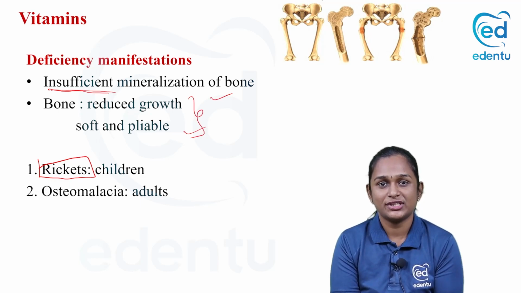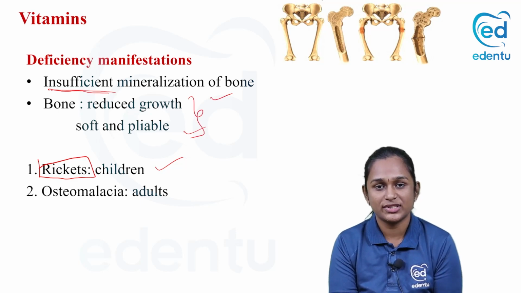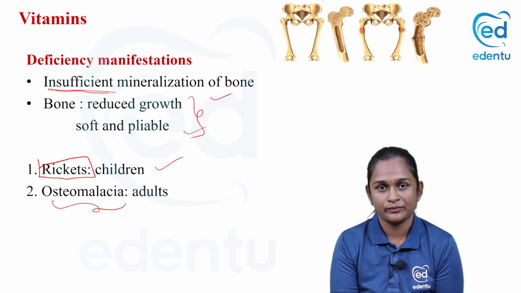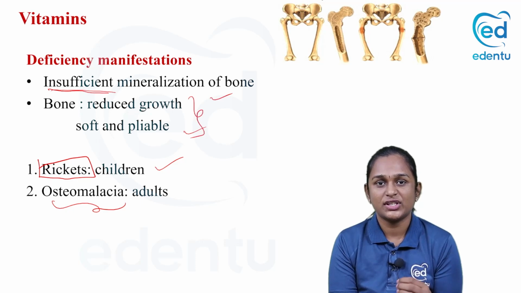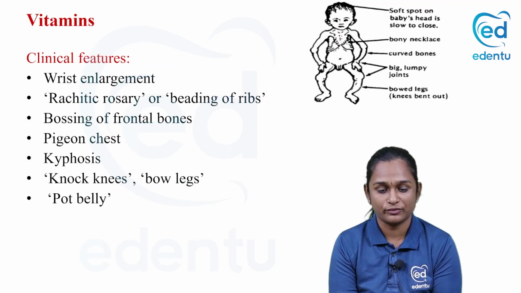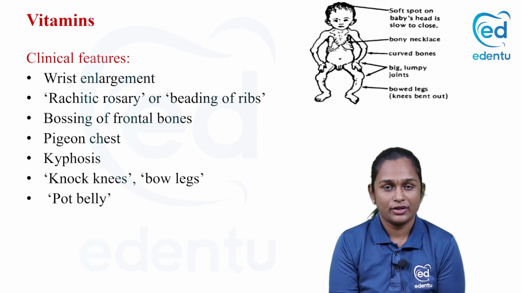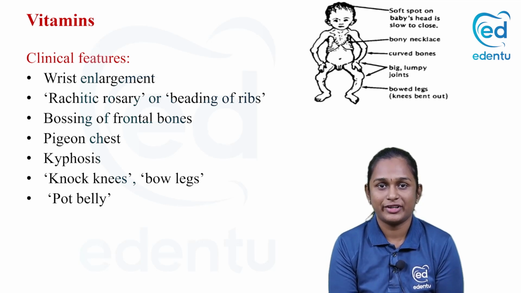So vitamin D deficiency in children will result in rickets, and vitamin D deficiency in adults will result in osteomalacia. The main clinical features are related to bone, because vitamin D is required for mineralization of bone. So we will look into the clinical features of rickets. What are the clinical features of rickets? Mainly it is related to bone, right? From head to toe, the bone mineralization is affected.